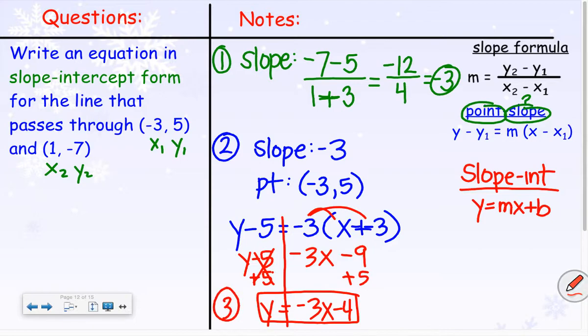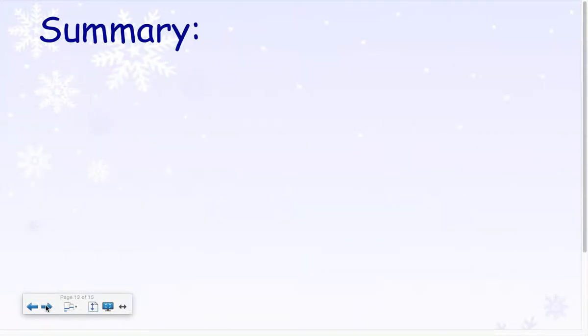Now keep in mind, no matter which ordered pair you use, you should always end up with the same answer. So even if I had picked (1, negative 7) instead of (negative 3, 5), I still would have ended up with my final answer of y equals negative 3x minus 4. Summary.